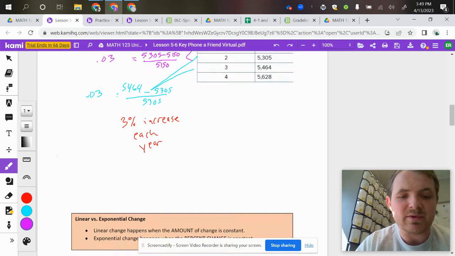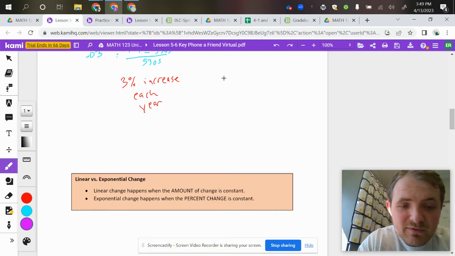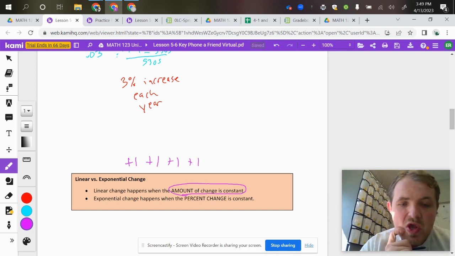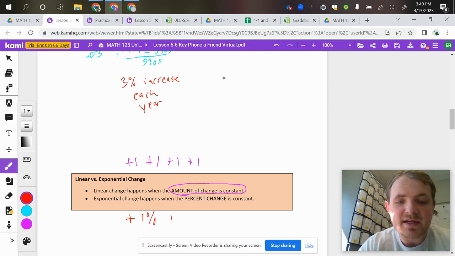There's a little summary down here. With linear before, where it was just plus one, plus one, plus one, every time you were going up by the same amount, the amount of change was constant. That would be that plus one situation, whereas the percent change is constant in an exponential. So going up by 1% is different than going up by 1. Hopefully I can demonstrate that to you up here.